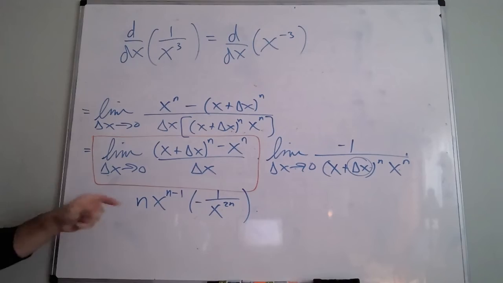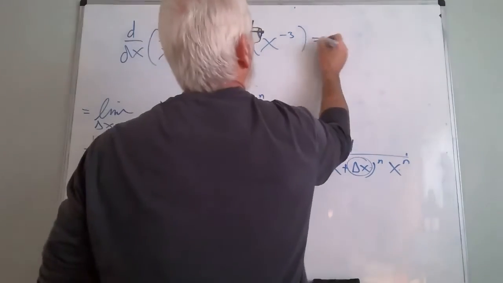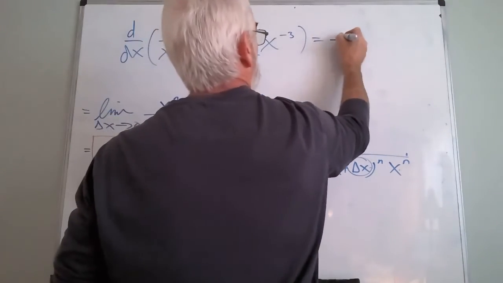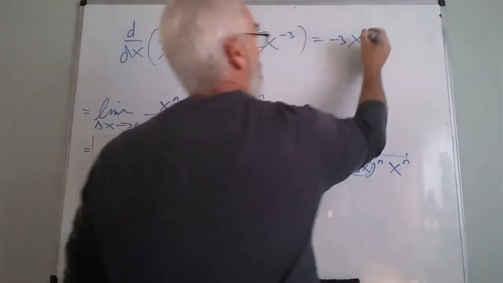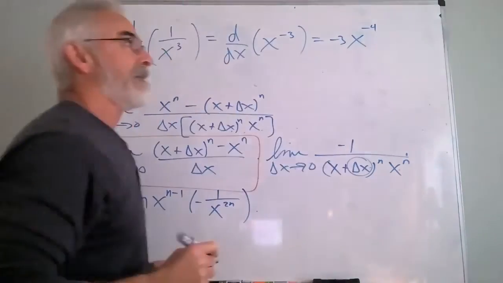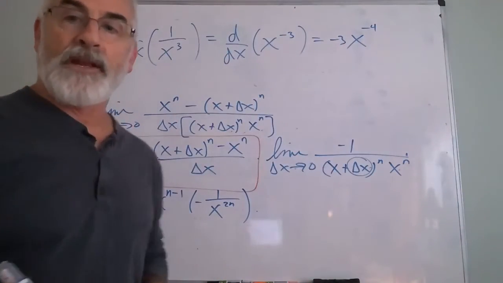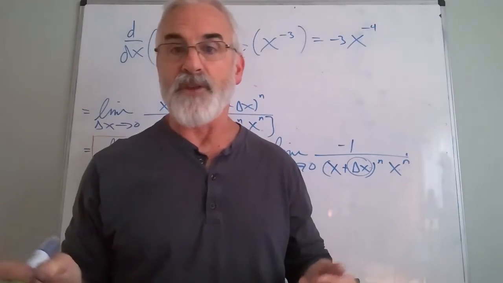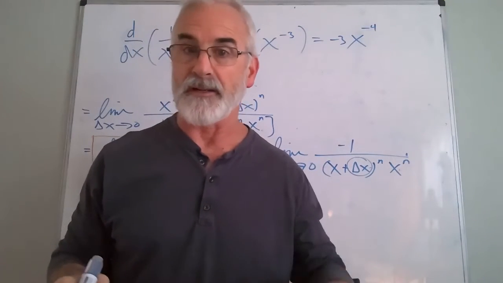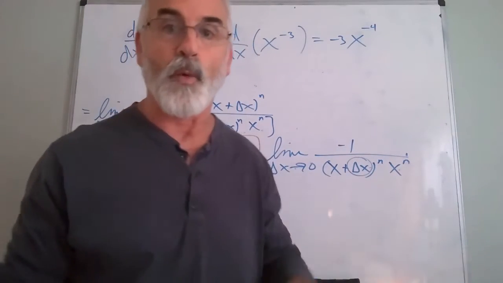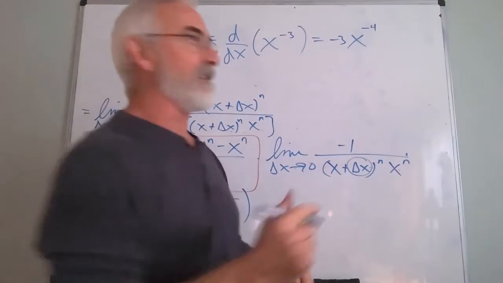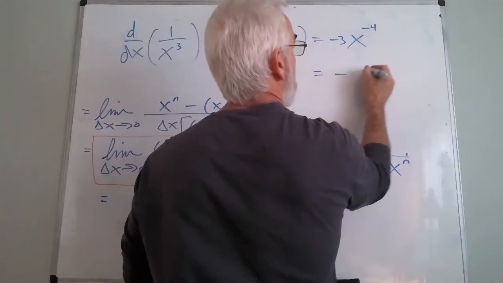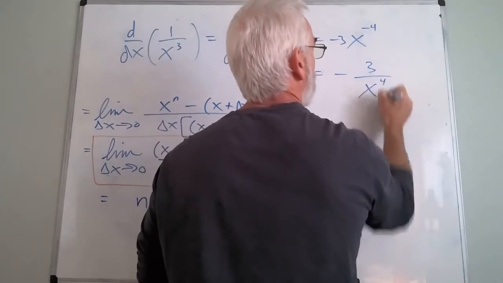Because now I can apply the rule. The rule says bring down the exponent and now decrease the exponent by 1. Now, we all agree that a negative exponent is not considered a simplified final answer, but it's totally okay to work with negative exponents. Meaning, I wouldn't say that's my final answer. I'm going to now rewrite this as negative 3 over x to the fourth.